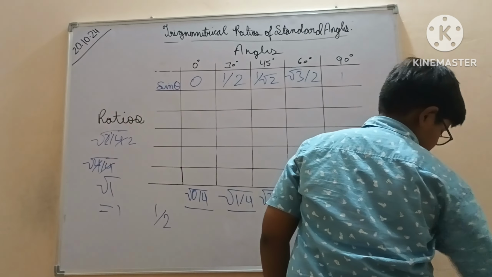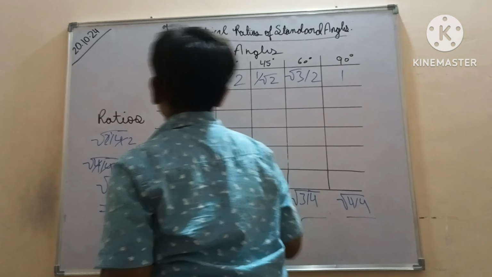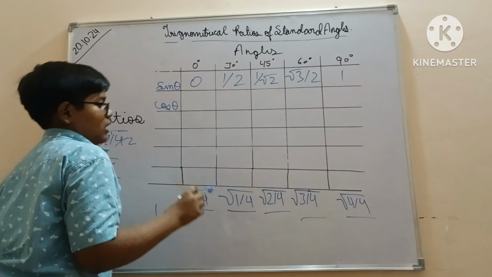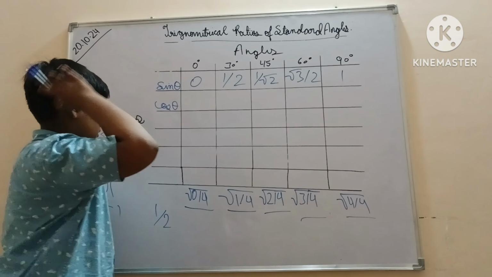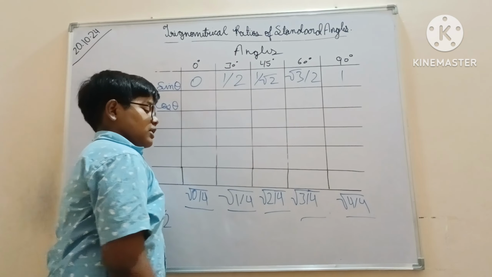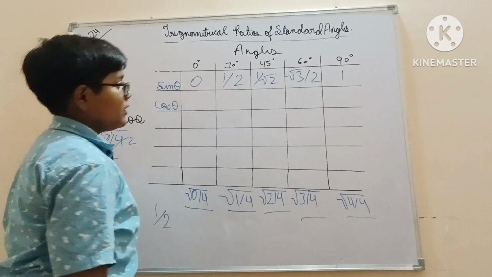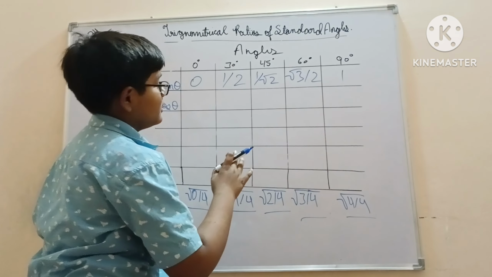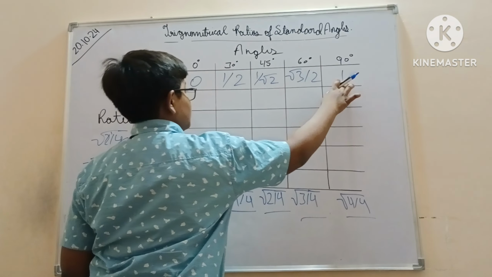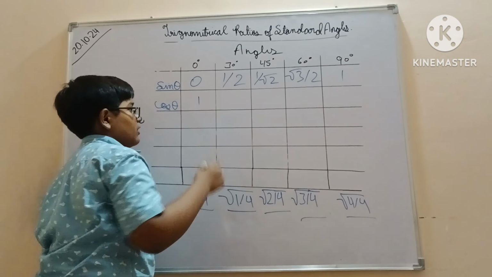Now we will find the values of the cos ratio, cos theta, for all the standard angles. These fractions are not so important now because we have found the value of sine theta. If the table is turned to the opposite side, then the values of cos theta will be found easily, because sine 90 is equal to cos 0 degree, which is 1.